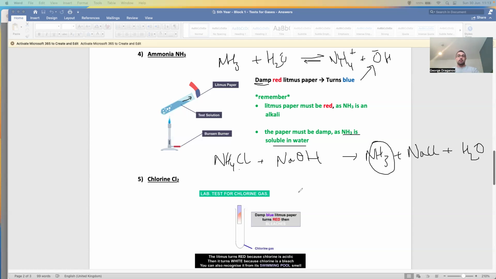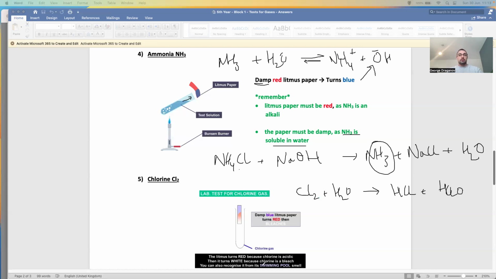For those of you that want a bit of an extension, the chlorine reacts with water to form HCl and HClO. Okay, that is the interesting thing. This makes it red and this makes it white because HClO is the bleaching agent.